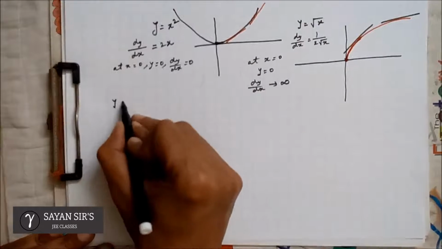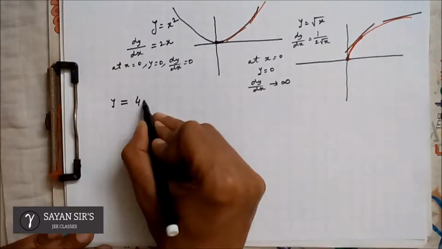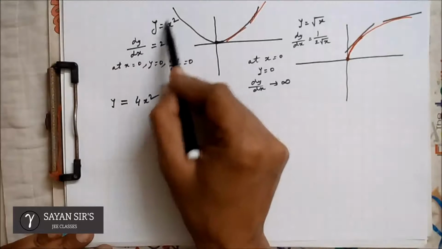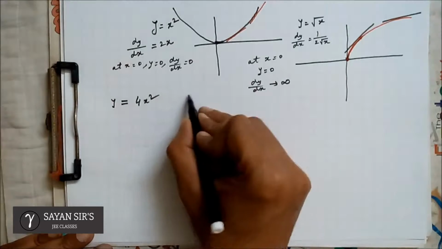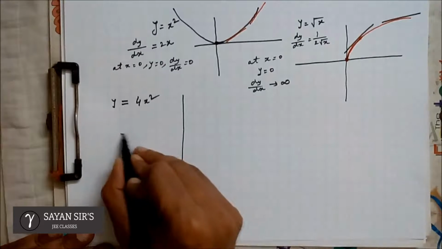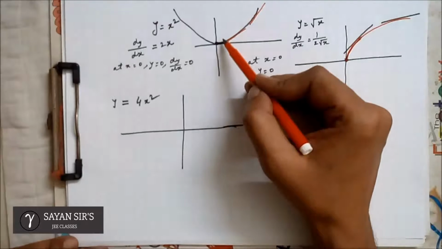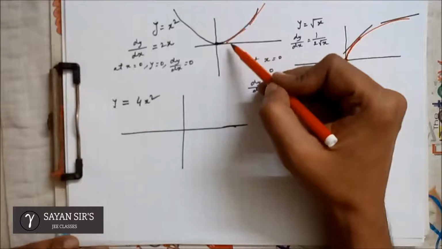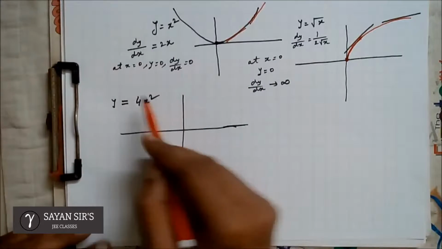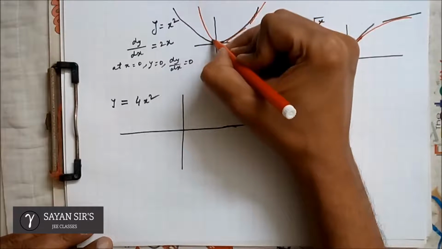We can also find graphs for, say, y equals, let's say, 4x squared, or anything multiplied with x squared. So here we can say that from the previous graph, every value of y that we had before will be multiplied by 4 for the same value of x. So let me draw this graph here itself. It will become somewhat like this.